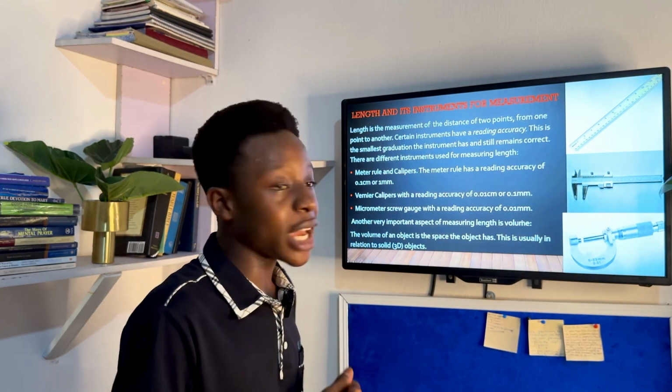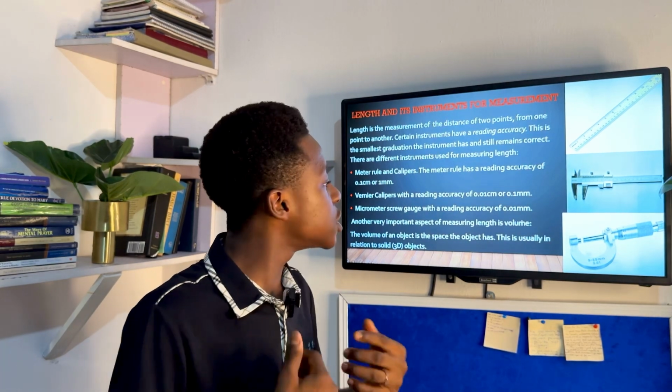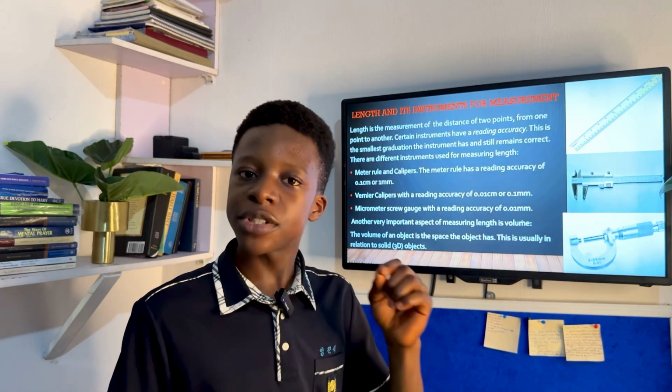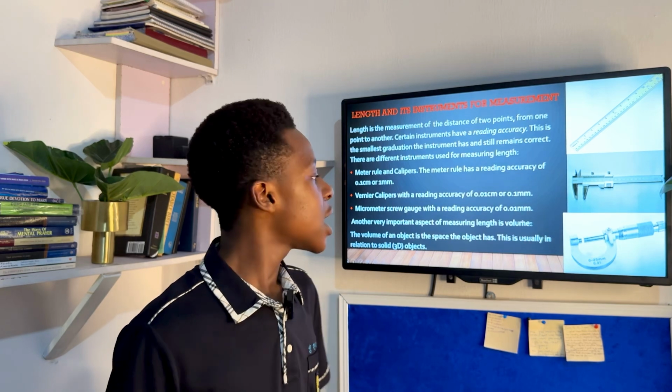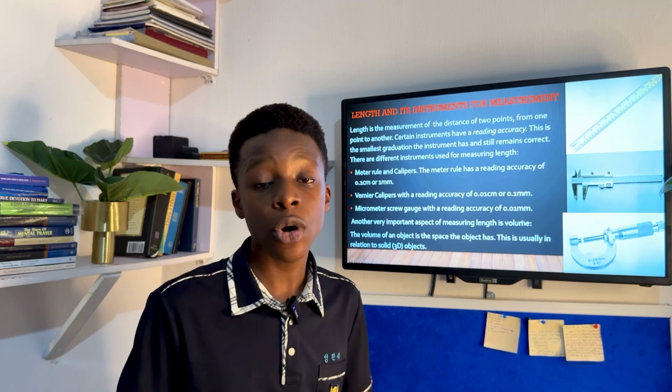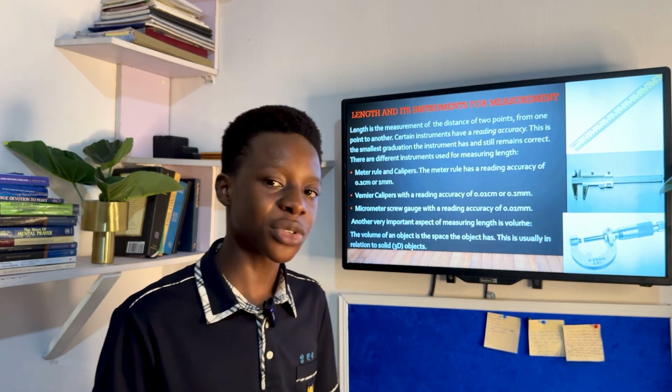The micrometer screw gauge has a reading accuracy of 0.01 millimeters or 0.001 centimeters. A fun fact, the micrometer screw gauge can actually measure the thickness of a piece of paper or even the thickness of your hair. Now that's really small.